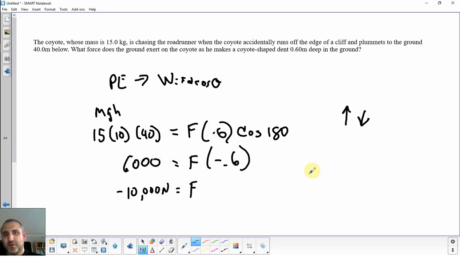So he's going down. We are talking about a negative force, which is a force pointing up, of negative 10,000 newtons. What force of the ground? I'll forgive you if you don't have the negative there. But basically, he's going down. The force is pushing him up, so it's opposite of his displacement, there you go, because it's negative work.